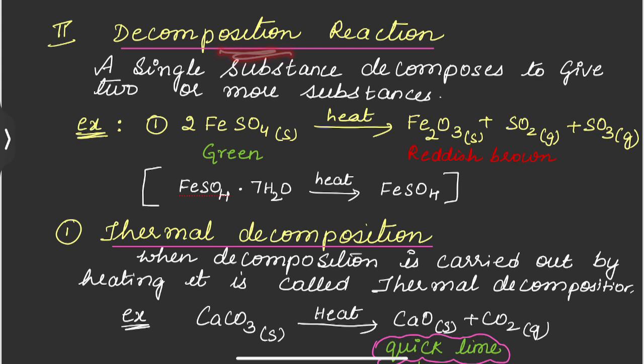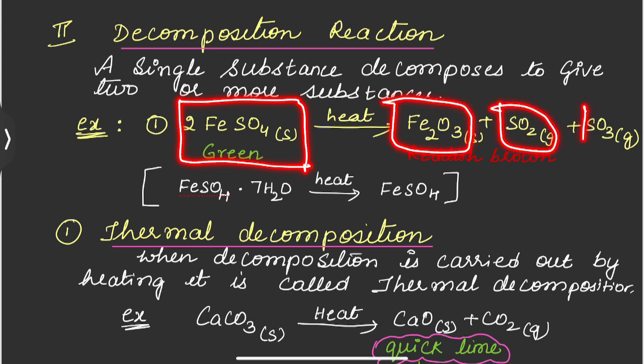What is decomposition reaction? If a single substance decomposes to form two or more substances, then it is called decomposition reaction. Meaning, only one reactant should be there. For example, here I have taken one example. You can see there is only one reactant. And how many products are there? 1, 2 and 3. Such a reaction where only one reactant is taken and two or more products are formed is called decomposition reaction.